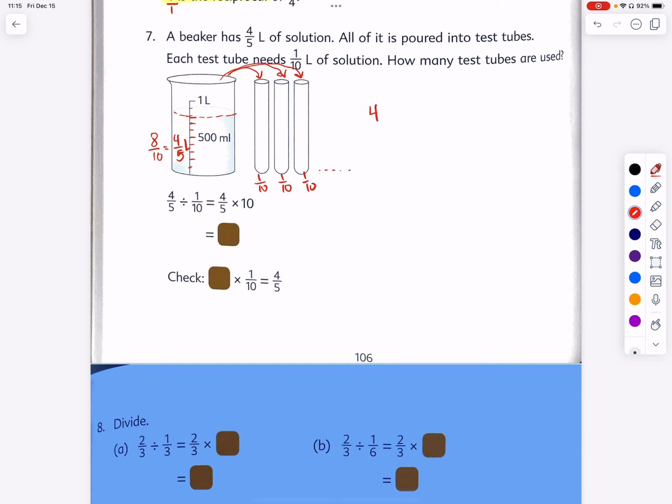Well, let's take 4/5 of a liter and let's see how many times 1/10 goes into 4/5. Again, same concept. To divide by a fraction is the same as to multiply by the reciprocal. So 4/5 times 10 over 1. Let's simplify before we multiply. This reduces to 1. This stays as 2. 8 test cubes. We will have 8 test cubes required to pour all of the solution.